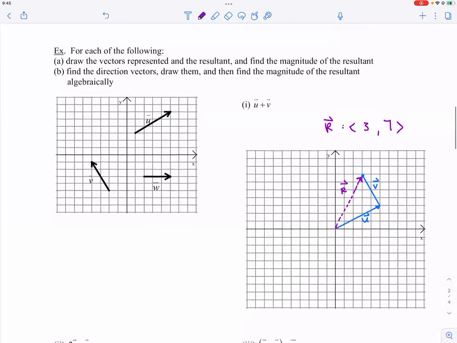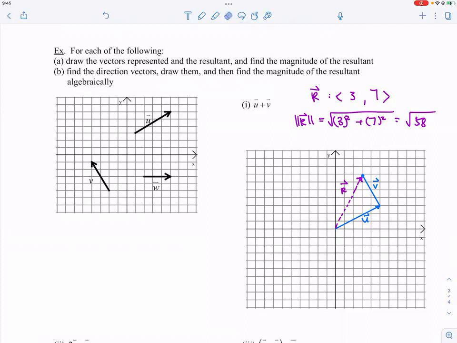And then if we want to find out the magnitude of the resultant, we will need to use the Pythagorean theorem. So 3 squared plus 7 squared, we get a square root of 58. No, 53, sorry.